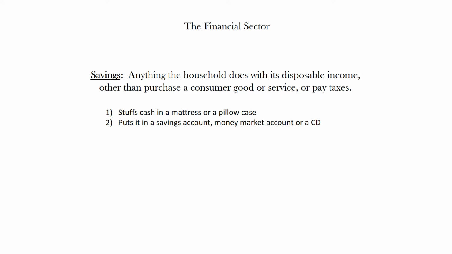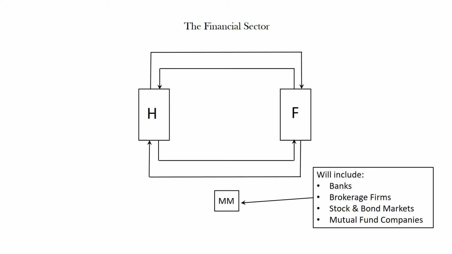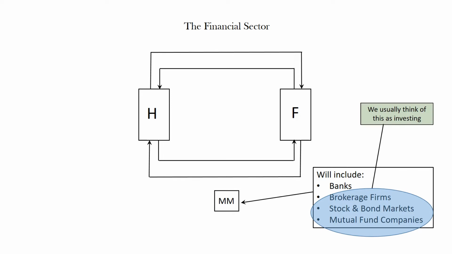Or if it puts some of its income in a savings account, a money market account, or a CD, being a certificate of deposit, a type of savings account, that's savings too. Even if it buys stocks, bonds, mutual funds, or some other investment product, that's savings in macroeconomics. Remember, the money market not only includes banks and other depository institutions, but it also includes brokerage firms, stock and bond markets, and mutual fund companies as well. We usually think of this as investing, but in macro, it's savings.